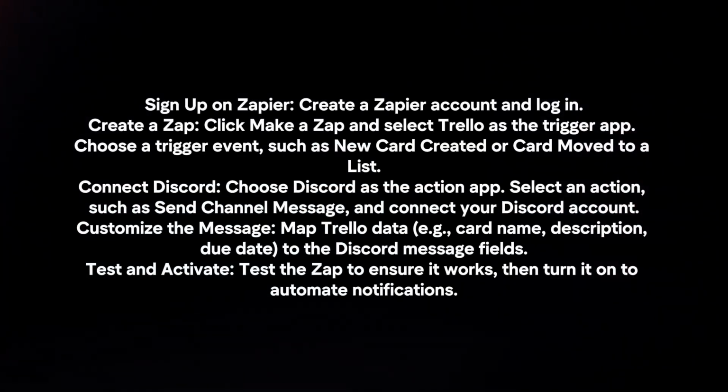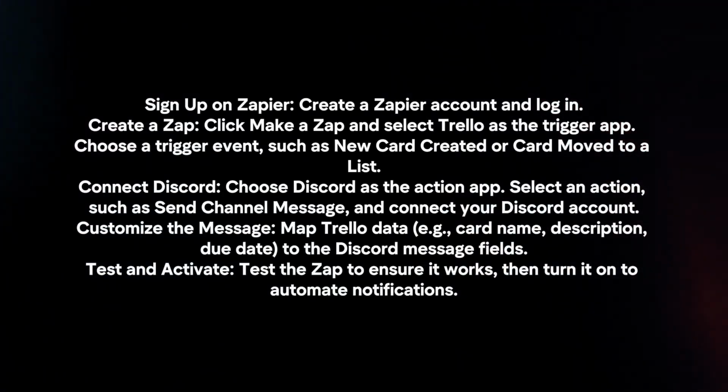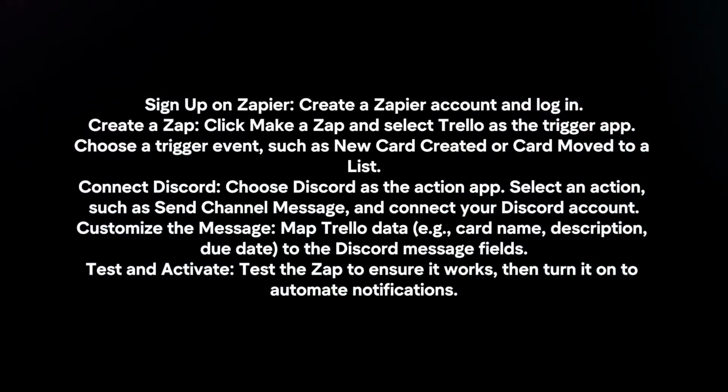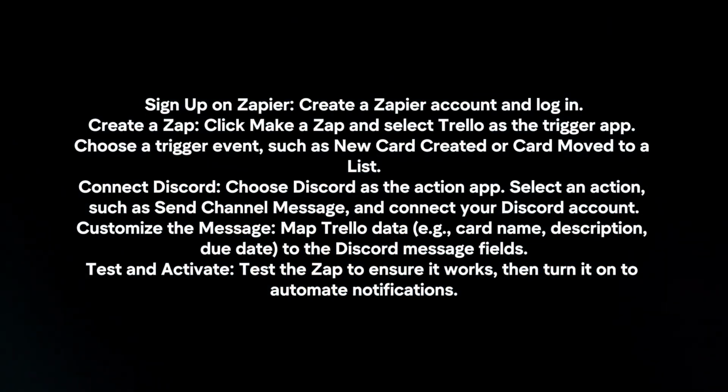Sign up on Zapier. Create a Zapier account and log in. Create a Zap. Click Make a Zap and select Trello as a trigger app. Choose a trigger event such as new card created or card moved to a list.